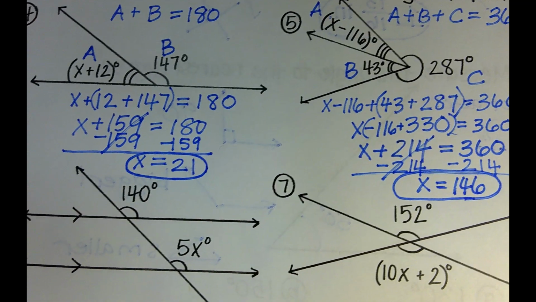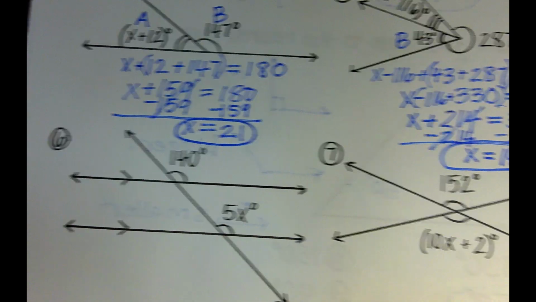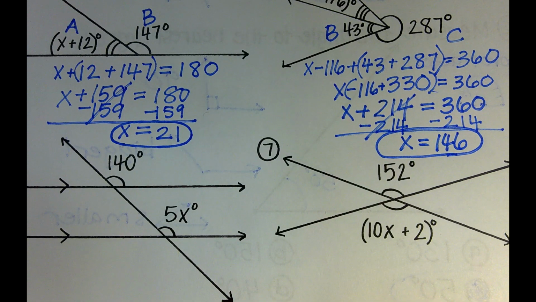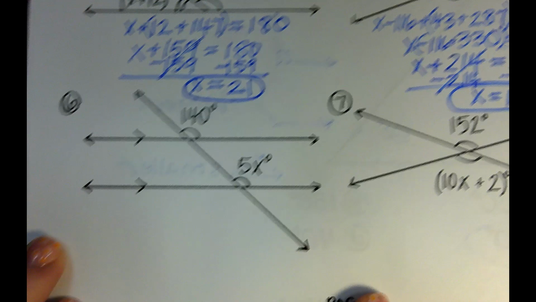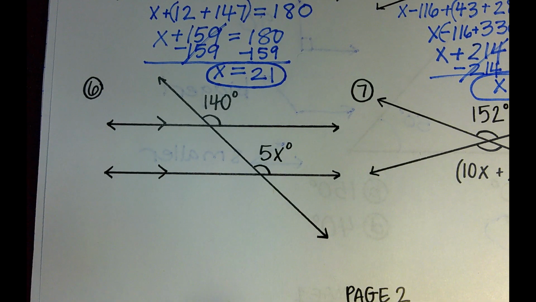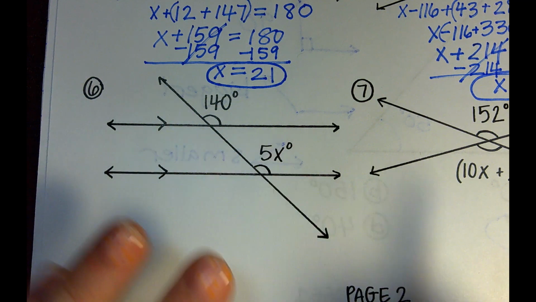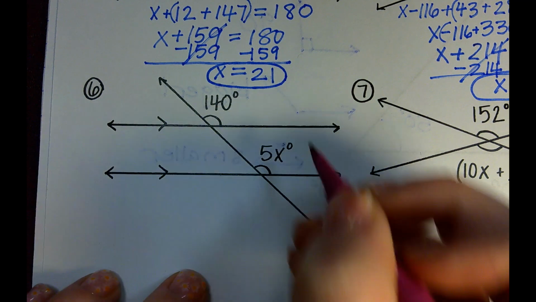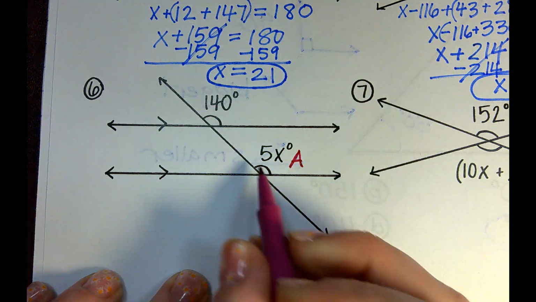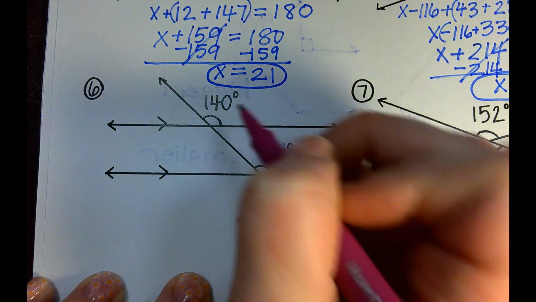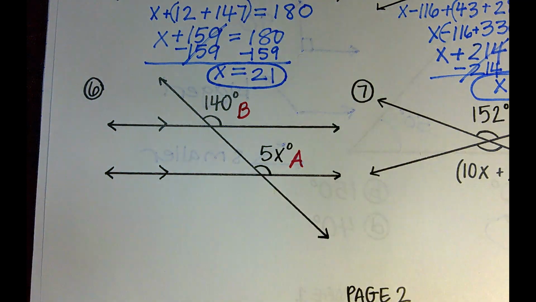Let's look at number 6. Anybody still need that work? Okay. I'm gonna do the same thing here, and I think I'm gonna switch colors just so I don't mix it up with the other problems. Makes it easier to look at later. It doesn't matter which one is which. I'd like my x to come first, so 5x I'm gonna call A, and then 140 I'm gonna call B.